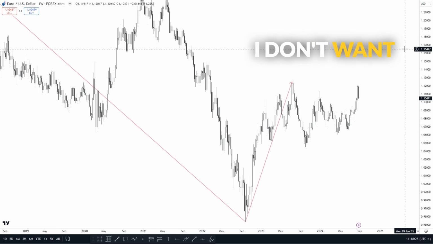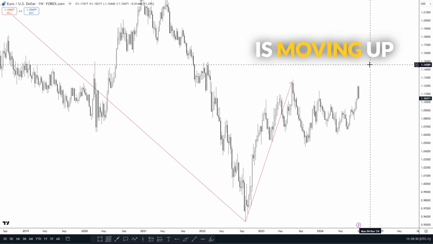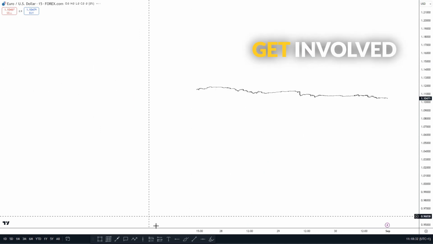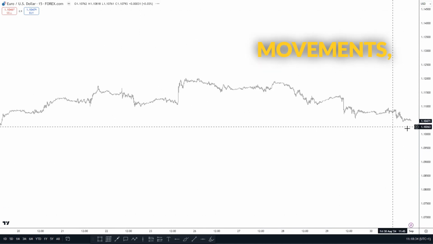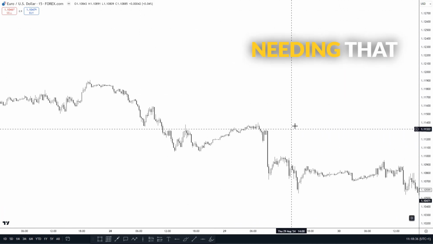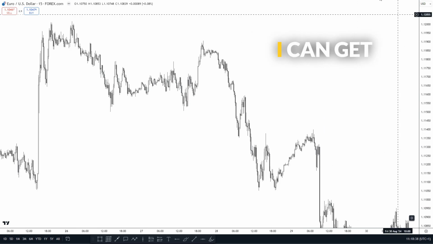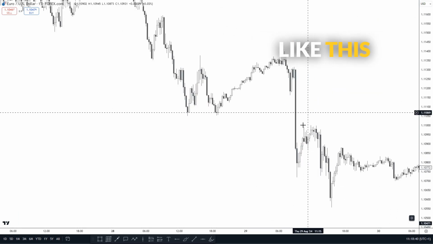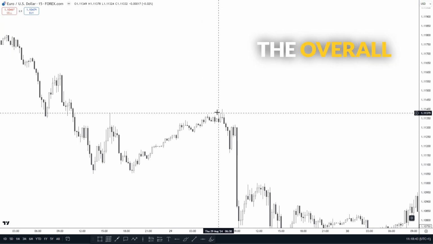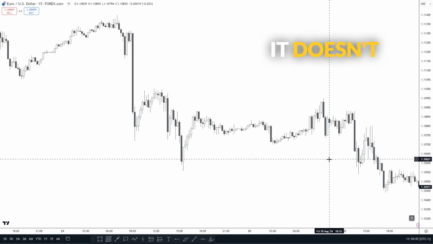I don't want to have a bias in the markets, because on the 15-minute, price is moving up and down all the time, and I can get involved on those movements without needing that overall bias. I can get involved in a pullback like this. I can get involved in the overall move down like this. It doesn't really matter because I only need those few pips.